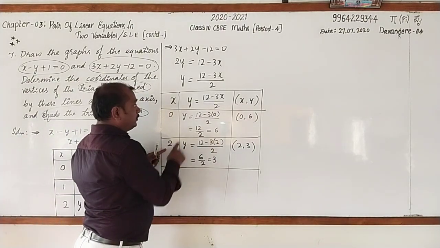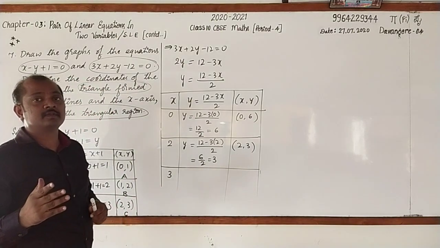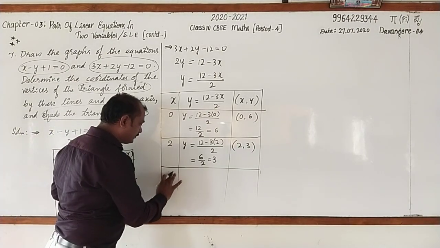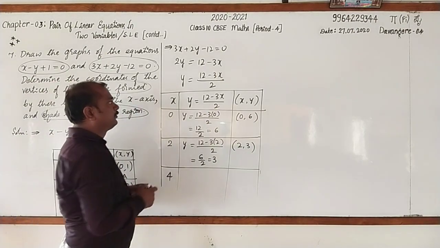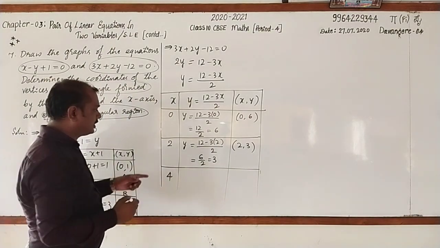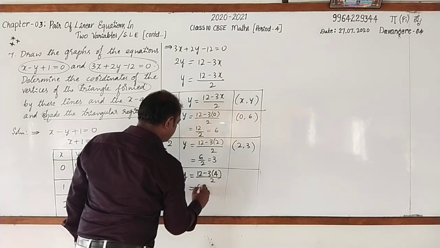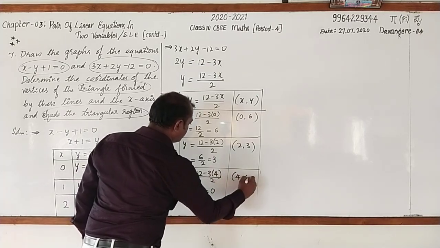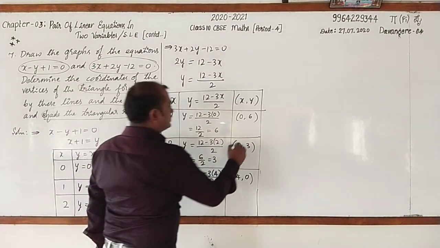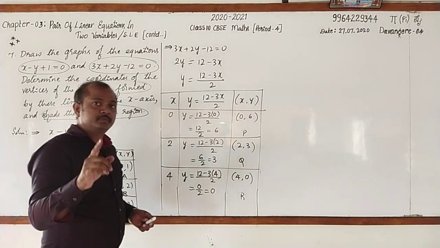Next, it is 3. Observe. When you take 3 in place of x, 3 3s are 9. 12 minus 9 is 3, 3 by 2. It will be in fraction, hence I go for taking 4. If you take 4, observe. 3 4s are 12. 12 minus 12 is 0. 0 by 2, 0. y is equal to (12 minus 3 into 4) by 2. It is equal to 0 by 2 equal to 0. 4, comma 0. Now, let us name these coordinate points as P, Q and R. Hope that you have understood.